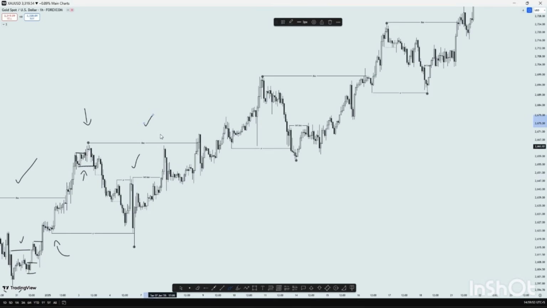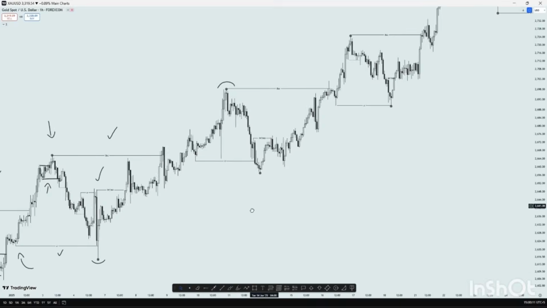After the internal structure break, we have a swing high and a swing structure break. This is the low and this is the high. This is our main swing structure. Okay, so this is a strong low and it has swept liquidity. Then it also broke the external structure, the swing structure.